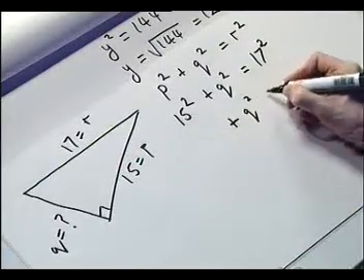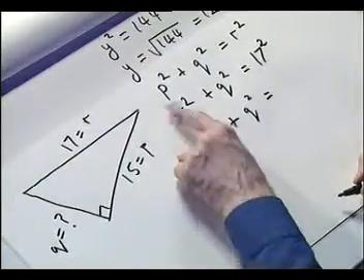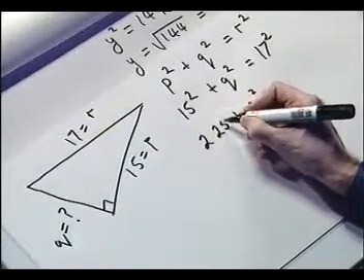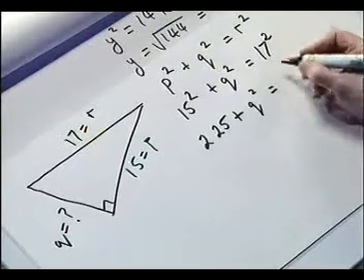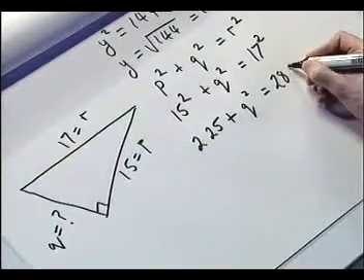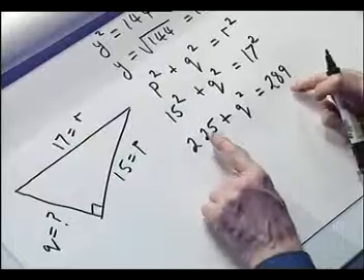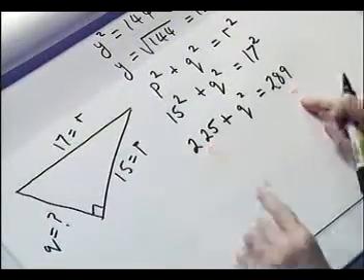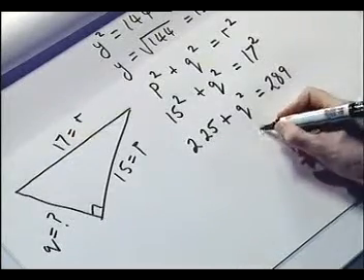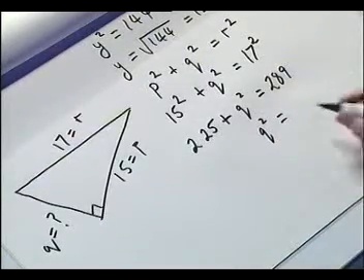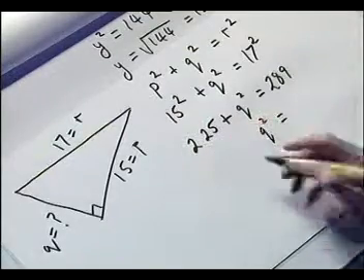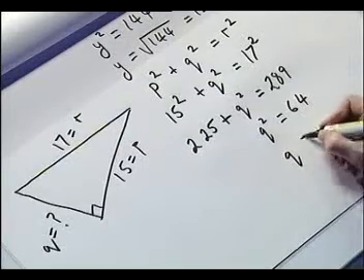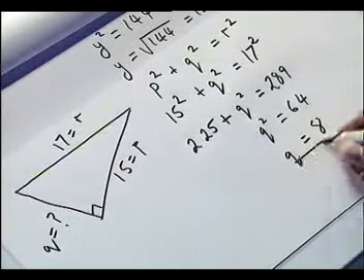15 squared, that's 225. And 17 squared is 289. You can work these two out on a calculator, or you can use long multiplication. Doesn't matter which. Now let's find Q squared. That's equal to 289 take away 225, which is 64. And so taking the square roots again, Q is equal to 8.